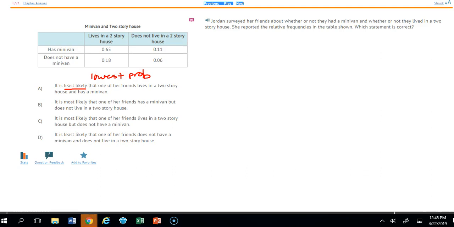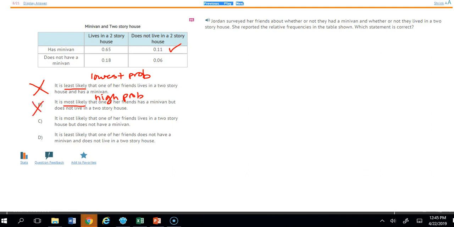So two-story house, has a minivan. That would be this one right here. And that one right there is definitely not the least likely. It's not the lowest probability. So we know that's not the answer. The next one says is most likely to have one of her friends, most likely, so this means highest. This means a high probability. That one of her friends has a minivan but does not live in a two-story house. So does not live in a two-story house, has a minivan. That's this one. Again, that's not our highest probability. So this one is also no.